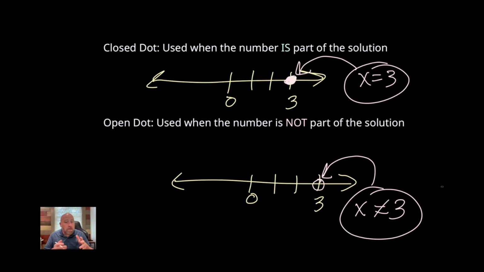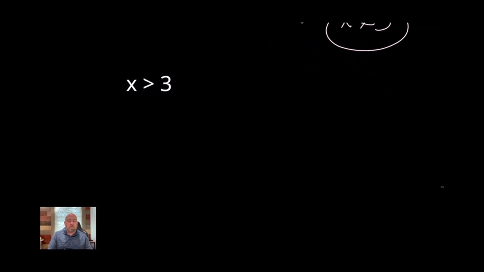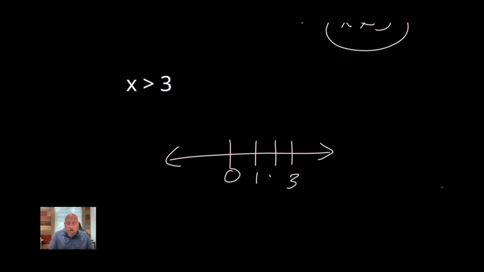Okay, and that's going to come in really handy here in a little bit because that's going to tell us by looking at the graph if the number is part of the solution or if it's not part of the solution. All right, so here's one here. We have x is greater than 3. So what we're going to do here is we've got our little number line, and we'll start with 0, 1, 2, 3. Okay. And I could number all of these, right? And a lot of times you will have them all numbered.